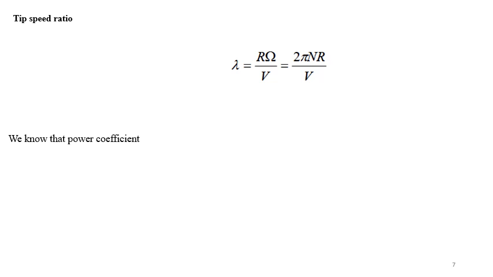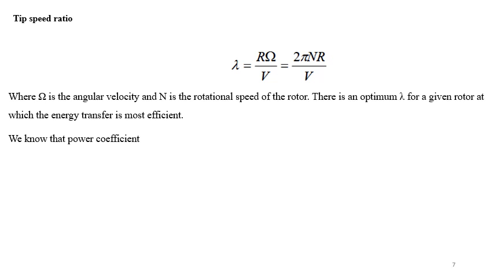which is called the speed ratio or tip speed ratio. Okay, gamma is equal to R omega by V, which is equal to 2 pi n R by V, where omega is the angular velocity and n is the rotational speed of the rotor, and gamma is the optimum tip speed ratio.